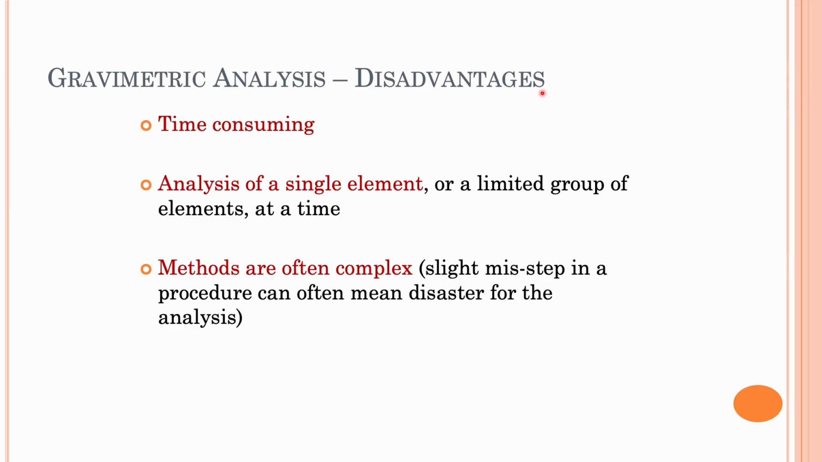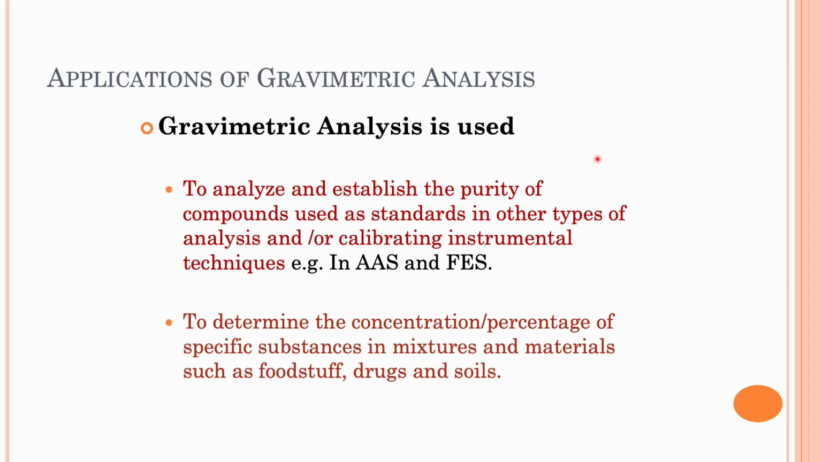And lastly, we have some disadvantages of gravimetric analysis. It can be very time consuming, having to consistently heat and reweigh your sample. It allows the analysis of only a single element. Your methods for gravimetric analysis are often complex. Gravimetric analysis can be used to analyze and establish the purity of compounds used as standards in other types of analysis, or for calibrating your instruments.